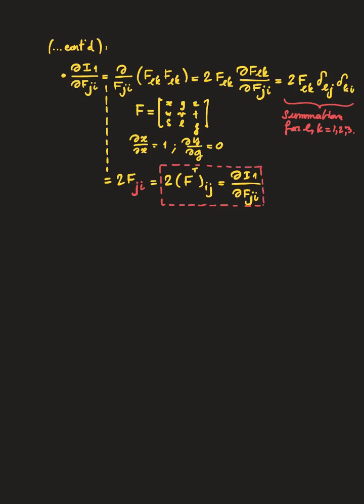Okay, so we're done with the first invariant. Let's pass to the second invariant. So we have the derivative of the second invariant relative to Fji. What is this equal to? Okay, well, before doing that, I do need to remind you what the second invariant is. The second invariant is 1/2 of, well, we did it, the square of the trace of C minus the trace of C squared.